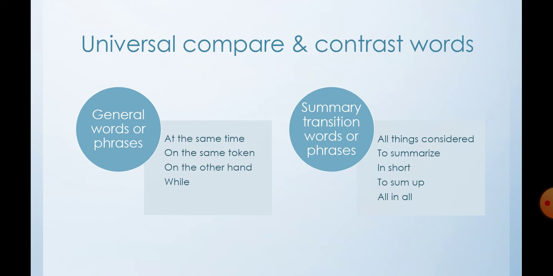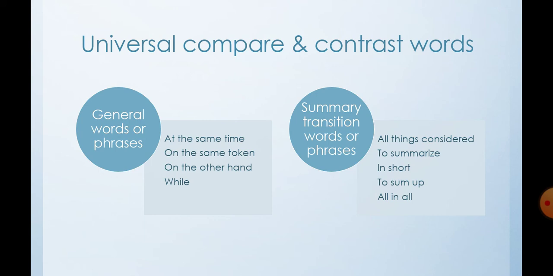Then these are words that can be both contrast and comparative terms that can help tie many points together during a wrap-up. These include all things considered, to summarize, in short, to sum up, and all in all. Okay?